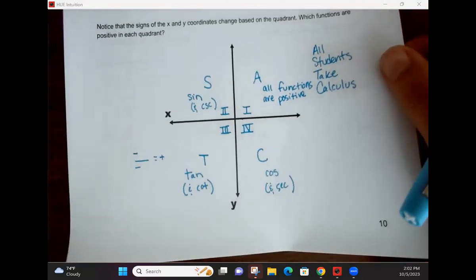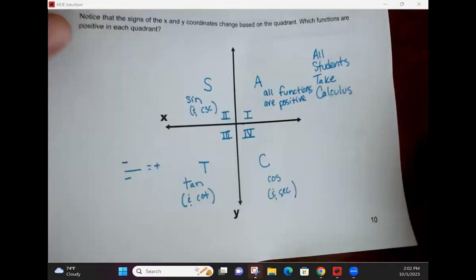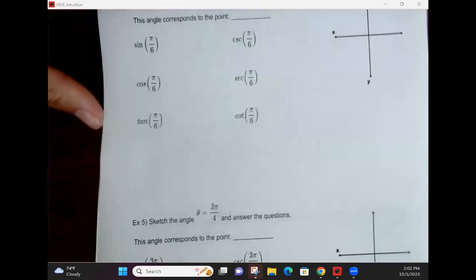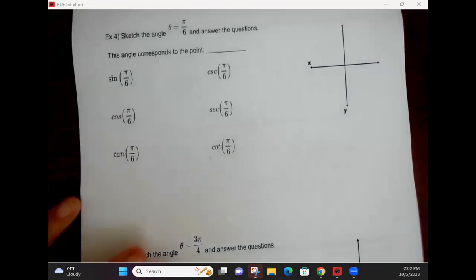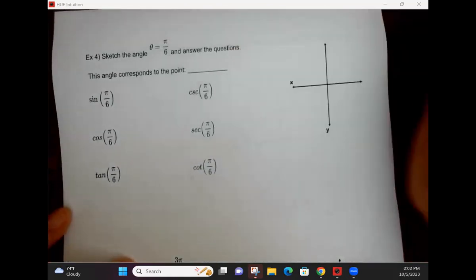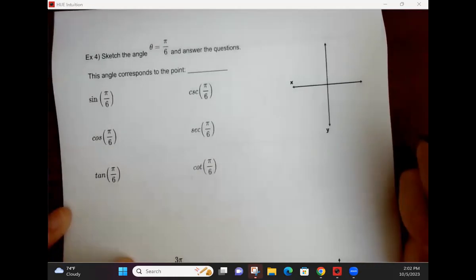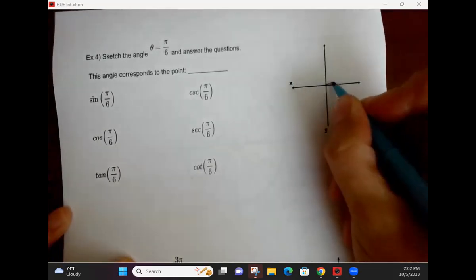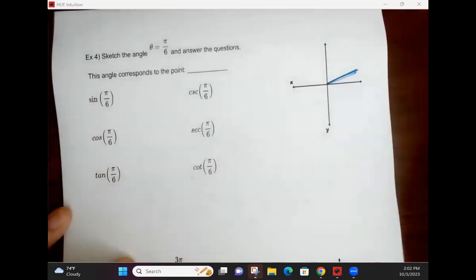So let's take a look at some more angles and relating in these values from our unit circle. So on the next page, this is page 11 for me, we're going to go back to some more sketching, some more practice with where these angles should fall. So sketch the angle pi over 6. Pi over 6 is going to be in the first quadrant, and it's going to be closer to the x-axis than the y-axis. It's going to look about like that.